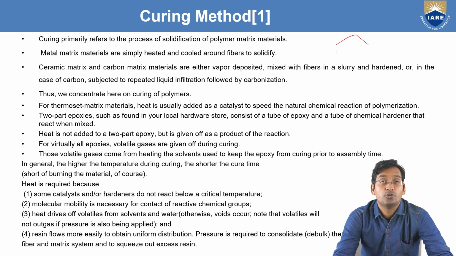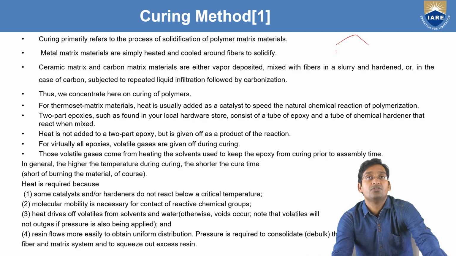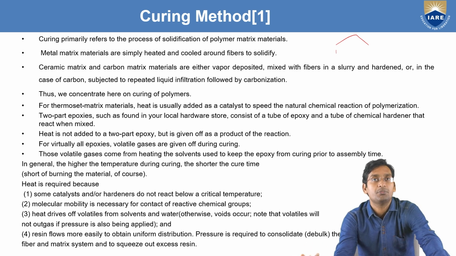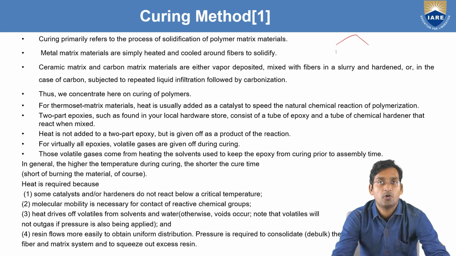For thermoset matrix materials, heat is usually added as a catalyst to speed the natural chemical reaction of polymerization. So a catalyst is there to speed up the reaction. Two-part epoxies, such as those found in your local hardware store, consist of a tube of epoxy and a tube of chemical hardener that react when mixed. Heat is not added to a two-part epoxy but is given off as a product of the reaction. So heat is not added, but after the reaction, heat is evolving, meaning we get heat as a product.